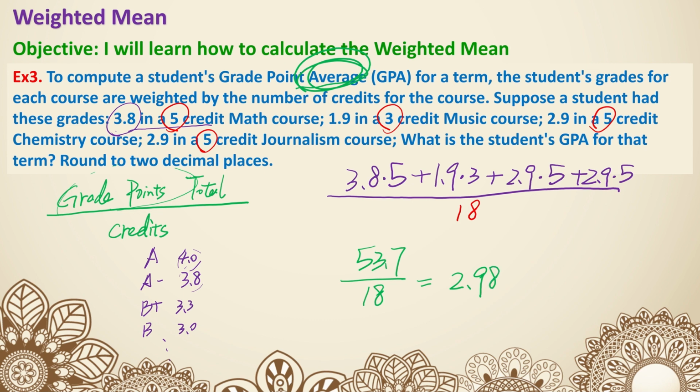But as you may notice, the way we set things up is exactly the same as in the previous 2 examples. The top is going to be the total for each one, and then you add them all together. So it's going to give you a total for everything, and then divide by a total amount. In this case, it's going to be the total credits. So that is example 3.